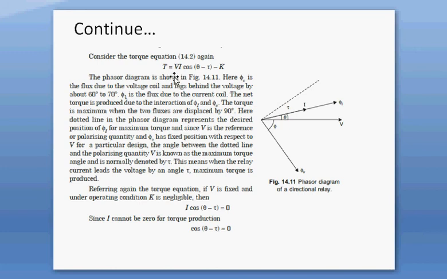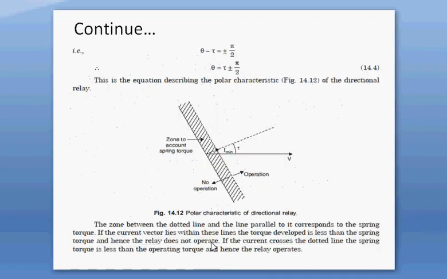Considering the torque equation again, V is a reference quantity and it is fixed. If V is fixed and neglecting K, we get from this expression I cos(theta minus tau) is equal to 0. Since I cannot be 0 for the production of torque, cos(theta minus tau) is equal to 0, or theta minus tau is equal to plus or minus pi by 2, or 90 degrees. So theta is equal to tau plus or minus 90 degrees.